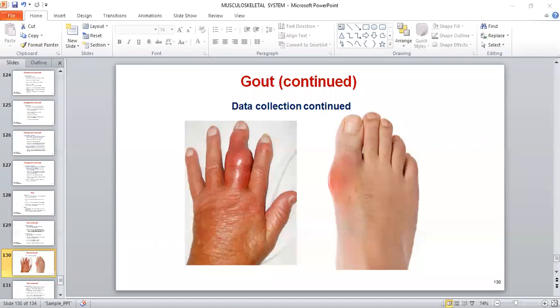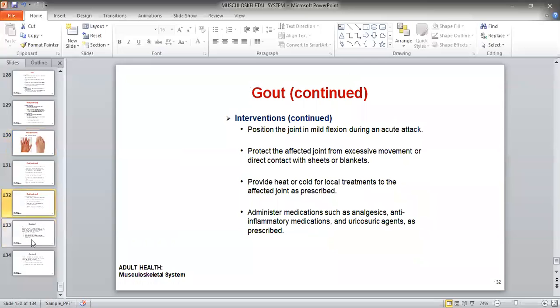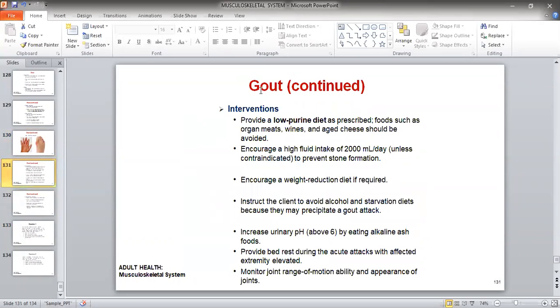So what next? As an RN, what is our responsibility? What are the interventions, right? So the intervention is to provide a low purine diet as prescribed. Foods such as organ meat, wine, and cheese should be avoided because they contain high purine. So purine we find in shellfish, liver, kidney, sweetbread, or sardines, right? These are the foods containing purine.